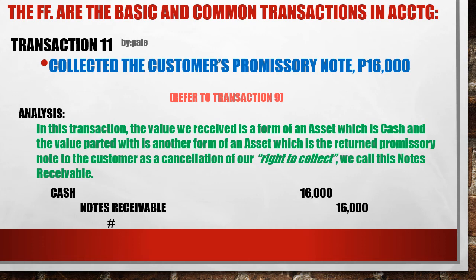So, basically, transactions 8 and 10 are similar. The difference is the other one is an oral promise to pay, while transaction 10 is a written promise to pay. There is a correction: it is not referred to transaction 9, but to transaction 10. So, transaction 11 and 9 are similar, but transaction 9 refers to the collection of an oral promise to pay, while this one is a collection from a written promise to pay of a customer. But both are credit transactions. It just differs on the account title that you will use.